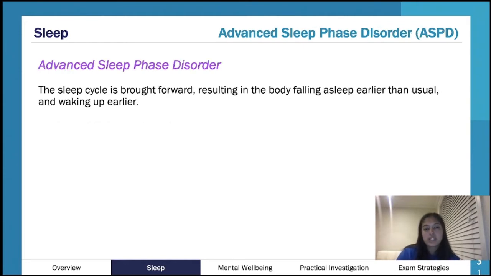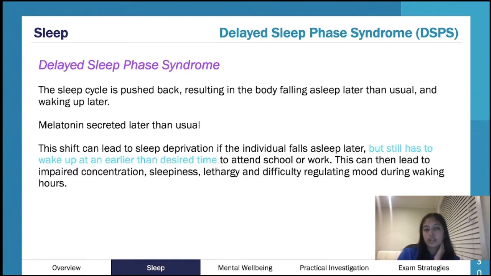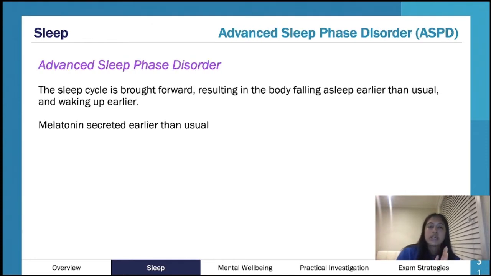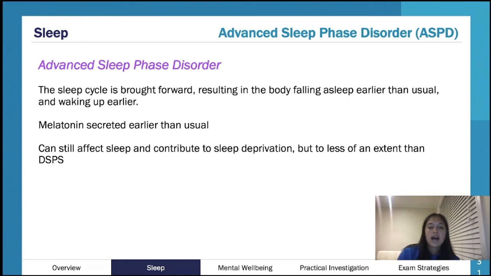So your ASPD, again, advanced, it's being moved earlier. So you're feeling tired earlier in the night and you're wanting to wake up earlier in the morning. So this means that your melatonin is being secreted earlier. So you're feeling drowsy earlier. You're wanting to go to bed earlier. So this can obviously as well lead to sleep deprivation, but to less of an extent than DSPS. You don't really see it as much. And I think it's a bit more rare as well, this condition.